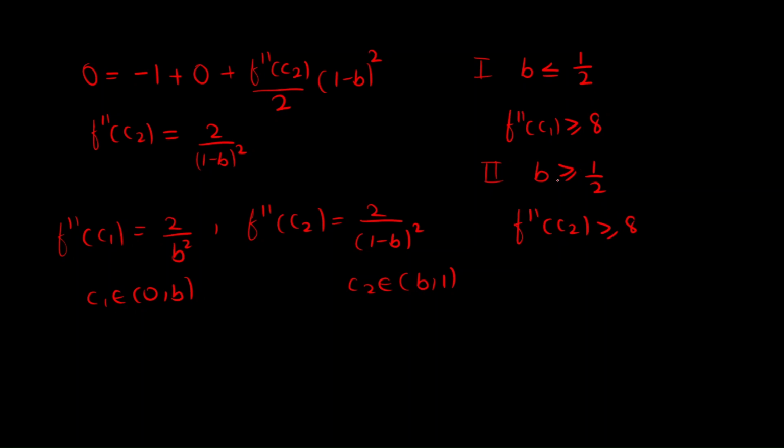So you can see that in either of the cases, no matter what the value of b is, one of the double derivatives is greater than or equal to 8. So from this, we can say that the maximum of the double derivative in this closed interval [0, 1] will always be greater than or equal to 8, which is what we were to prove. I hope everyone understood. Now let us move on to our next question.